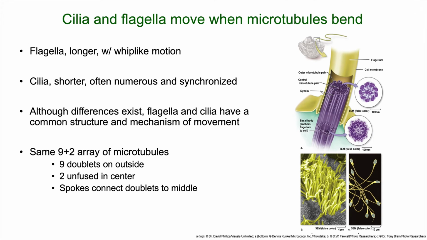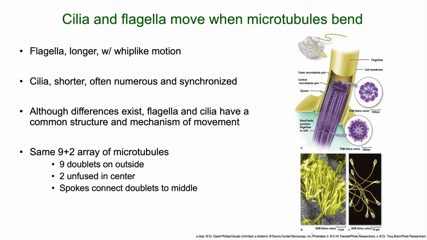Cilia and flagella are microtubule structures that are outside of the cell. When the microtubules bend, it causes those to move, which causes the cell to move. Flagella are longer and have a very whip-like motion because there's a power stroke and then a recovery stroke, kind of like you were rowing a boat or paddling a canoe. Cilia tend to be shorter, more numerous, and they beat in a synchronized fashion.